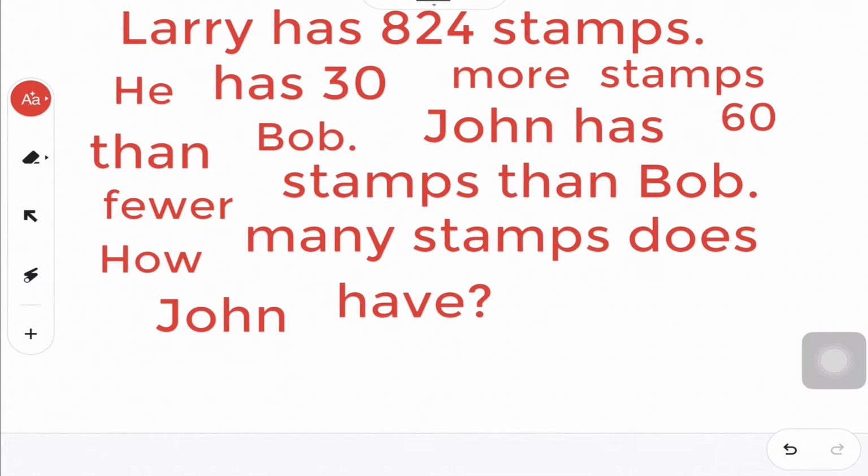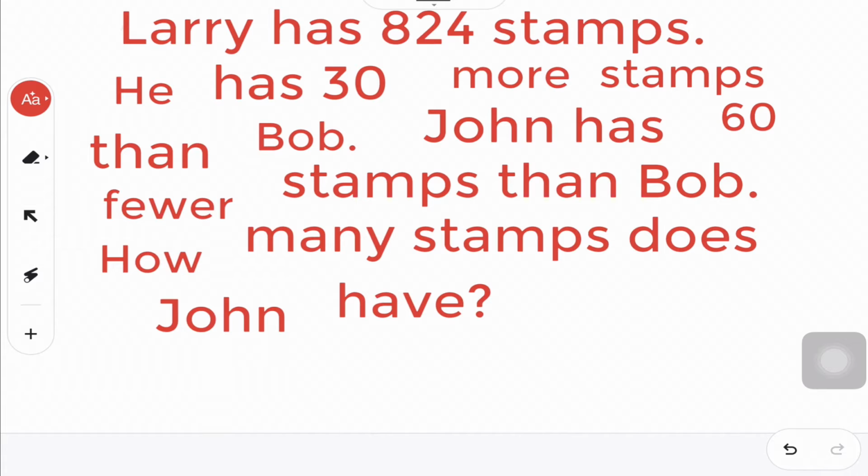Okay, students, look at this word problem. It says Larry has 824 stamps. He has 30 more stamps than Bob. John has 60 fewer stamps than Bob. How many stamps does John have?